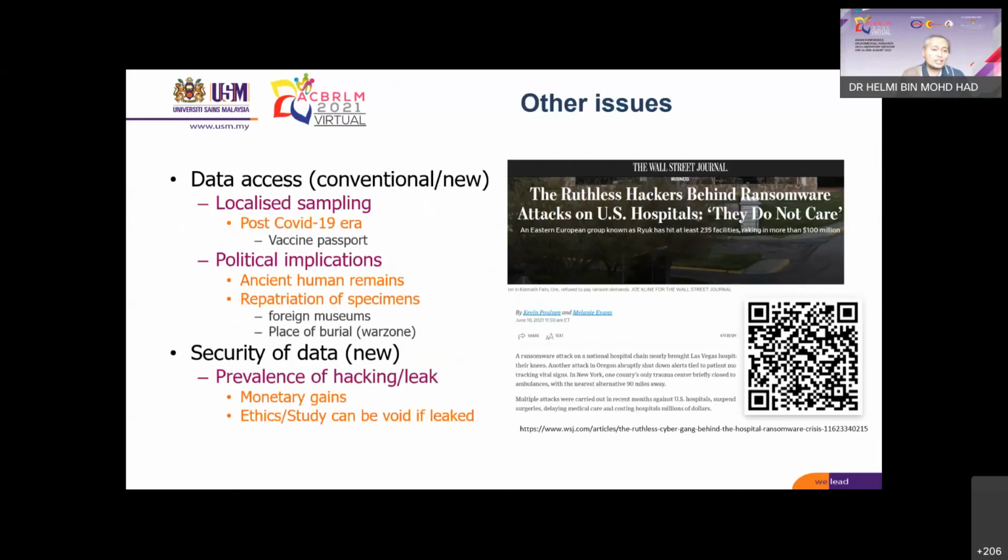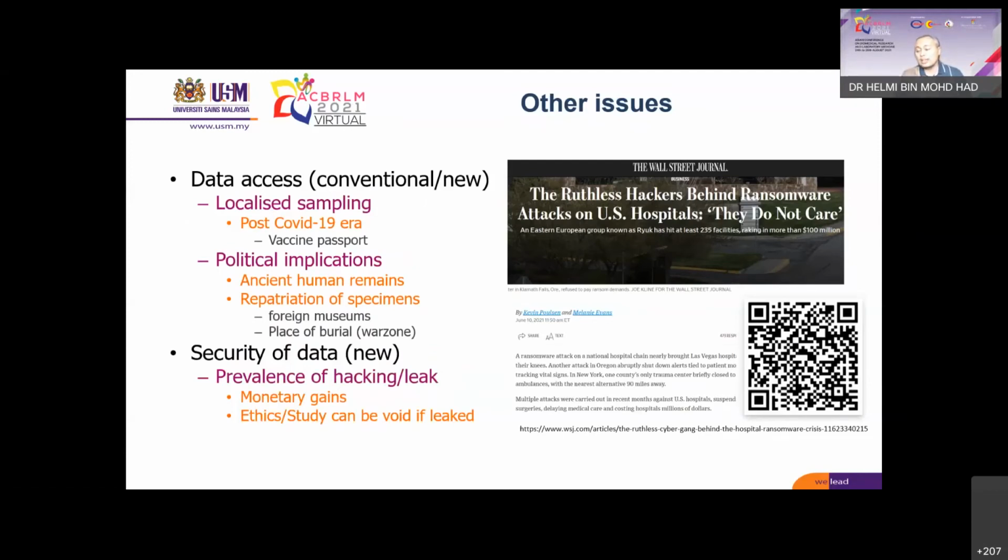Other issues regarding your research is data access, either conventional or new methods, is the sampling. Because we are now living in a COVID-19 environment, localized sampling is harder now. Previously, people from outside the industry, from universities, could just write to the hospital, a university hospital or a government hospital: I want to do research.